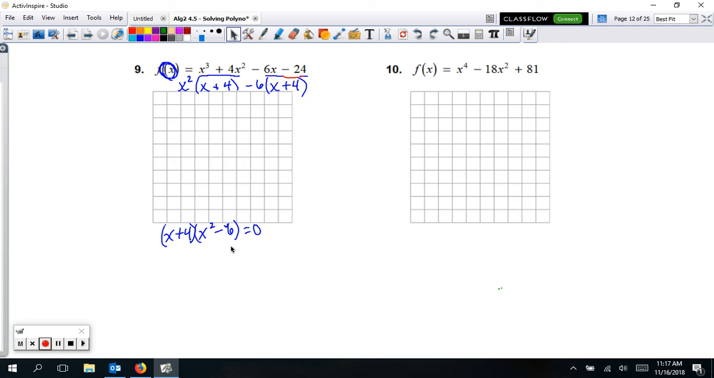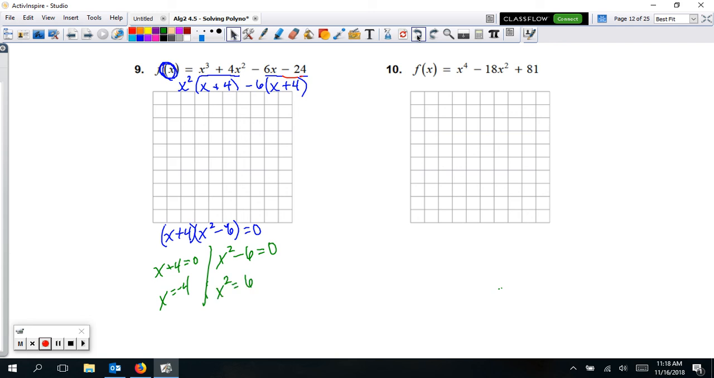And now we set each factor here equal to 0, but before we do that, for x squared minus 6, we want to just check, is this a difference of squares that we can factor? It is a difference, but 6 is not a perfect square. So that is not factorable. It is prime the way it is. So we just now have to set each factor equal to 0 and solve. So the first one's easy. It's just going to be -4.